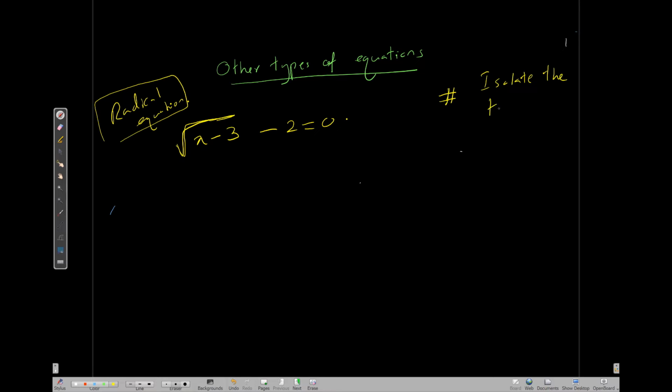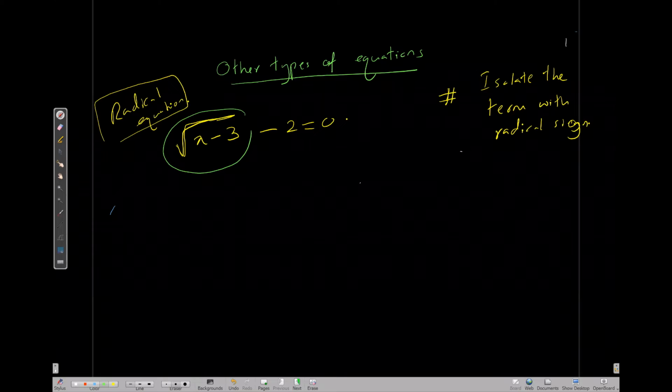Isolate the term with the radical sign. So that means in our case, this one, right? So if I take minus 2 to the other side, that's the way to isolate it.